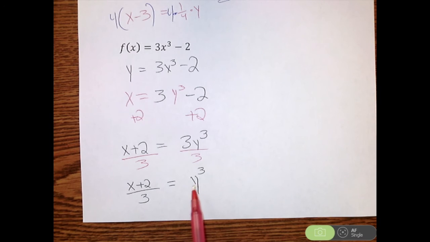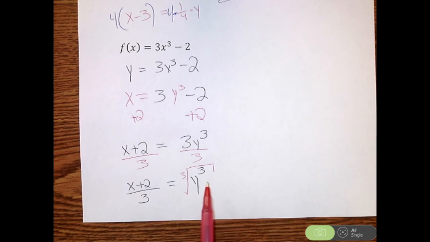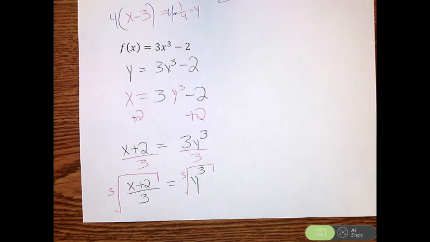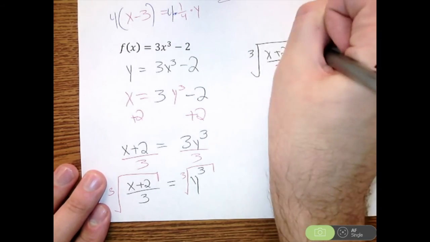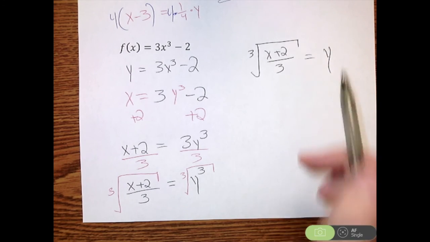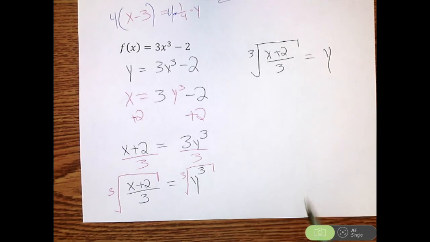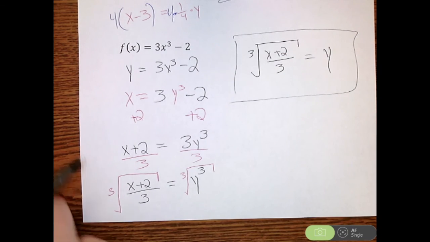The last step is that I have y to the 3rd power. If I want to get rid of the 3rd power, I'm going to take the 3rd root. So I'm going to take the 3rd root of the right side and the 3rd root of the left side. On the left side, I have the 3rd root of x plus 2 divided by 3. On the right side, when you take the 3rd root of something to the 3rd power, those are inverse operations, so all you're left with is y. So I have my y all by itself, and I get y equals the cube root of x plus 2 divided by 3. And that would be finding the inverse of a function in an algebraic way.